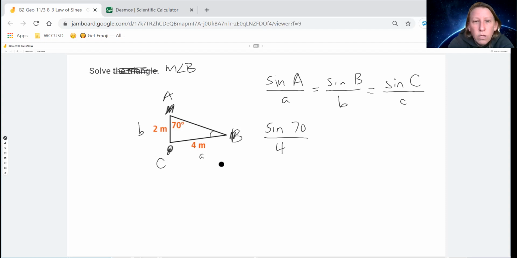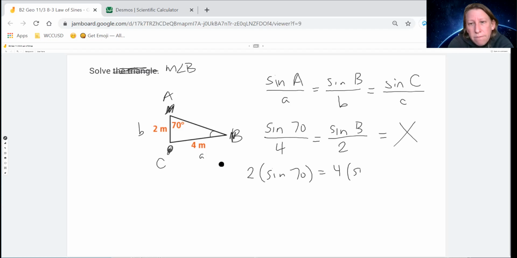I'm not going to include units right now. Okay, and then the sine of B over 2. I'm not going to worry about this for right now. All right, this one's different because we don't have the angle measure, so let me show you how to do that. I'm still going to use cross products. And I'm going to divide both sides by 4 because I'm going to get my unknown by itself. So I need to find out what the sine of B is.